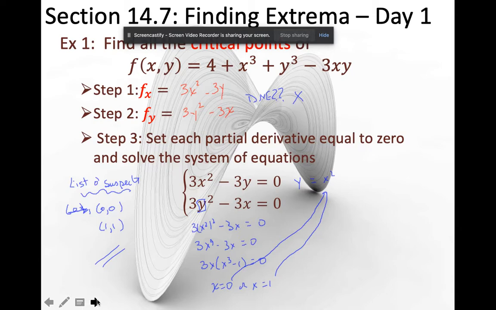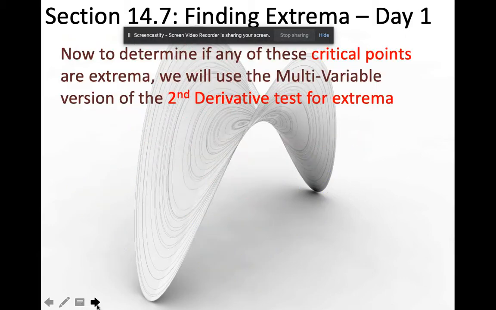Now let's suppose that I want to go further from my list of suspects. I want to take them to court. And I want to find out if the suspects are turning points on my 3D surface. So we are going to use the second derivative test for extrema, but the multivariable version of it.